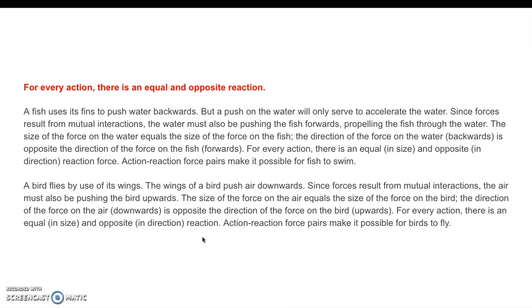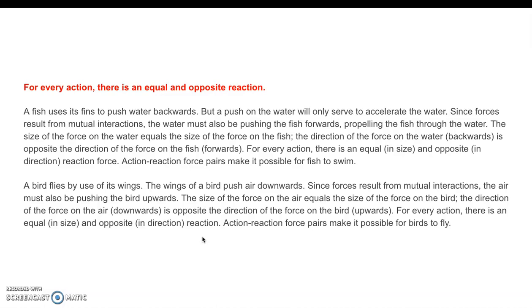A fish uses its fins to push water backwards, but a push on the water will only serve to accelerate the water. Since forces result in mutual interaction, which means equal and opposite, the water must also be pushing the fish forwards, which allows the fish to go through the water. The size of the force on the water equals the size of the force on the fish. The direction of the force on the water backwards is opposite the direction of the force on the fish forwards. So for every action, there is an equal in size and opposite in direction reaction force. Action-reaction force pairs make it possible for fish to swim.